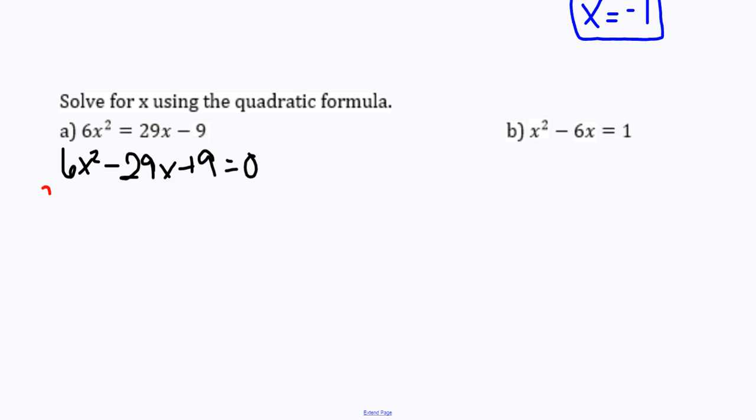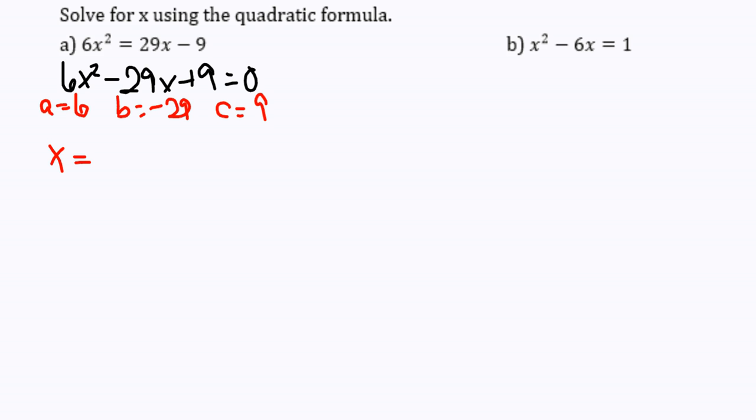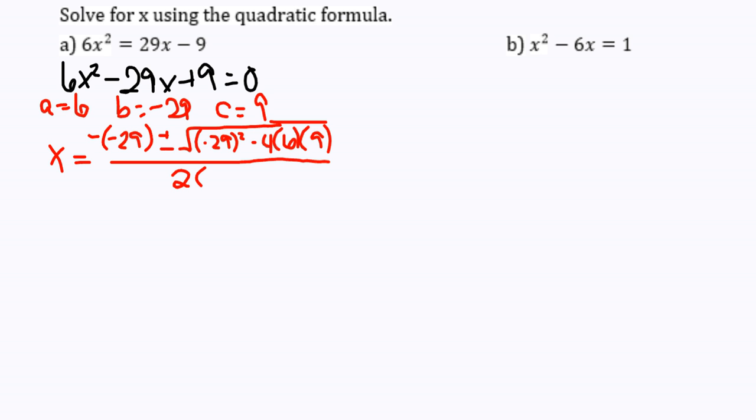And so if you want, you can just kind of take note. A here is 6, the coefficient of the x squared. B is -29, the coefficient of the x. And C is 9. And so I'm going to plug that into the quadratic formula. Okay. So quadratic formula says x equals -b, so -29, plus or minus the square root of -29 squared minus 4 times a times c all over 2 times a.